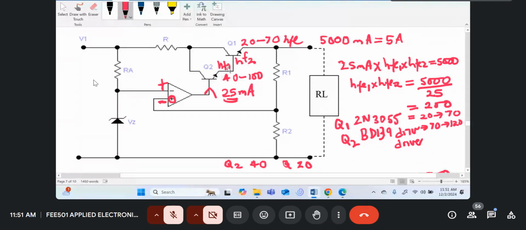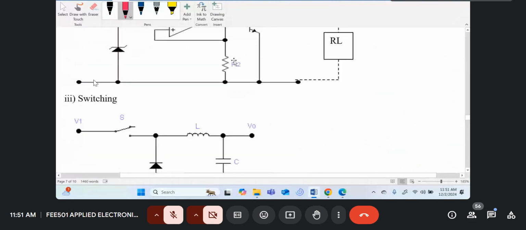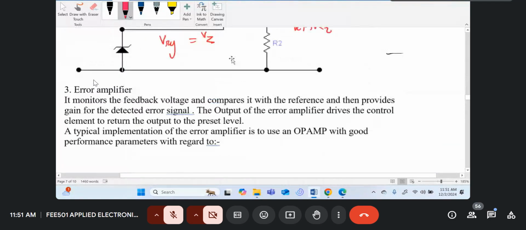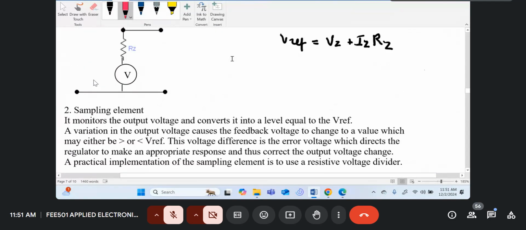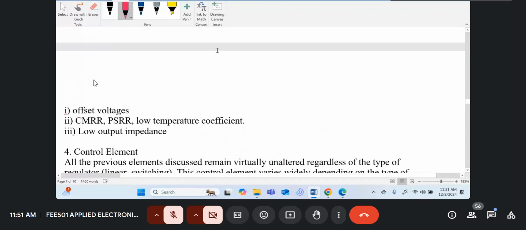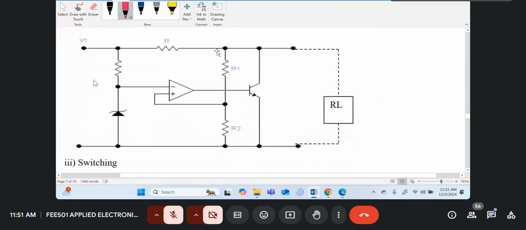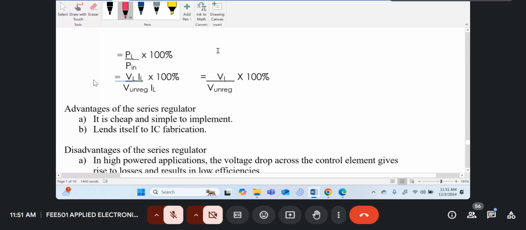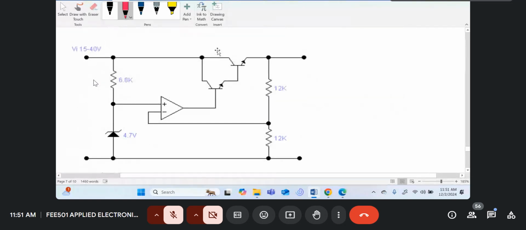So this circuit over here would look like, I think one of the earlier circuits I did. Sorry, where is it? I think it's in the exercise.